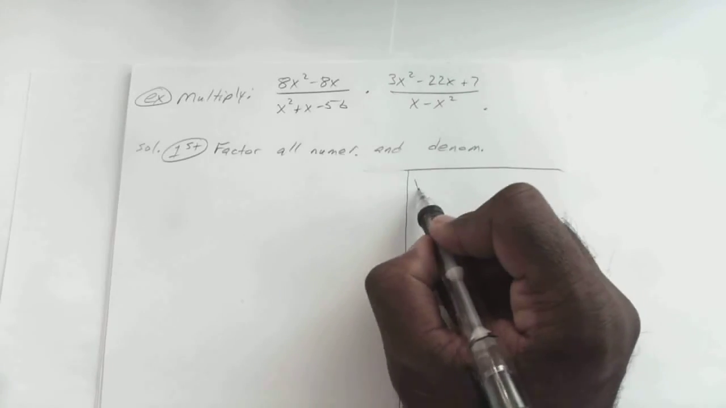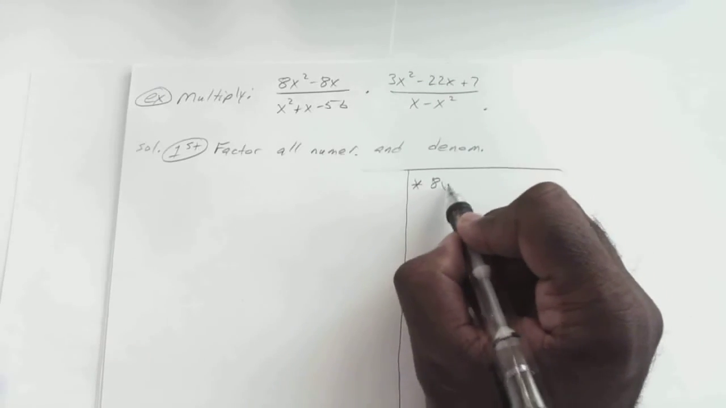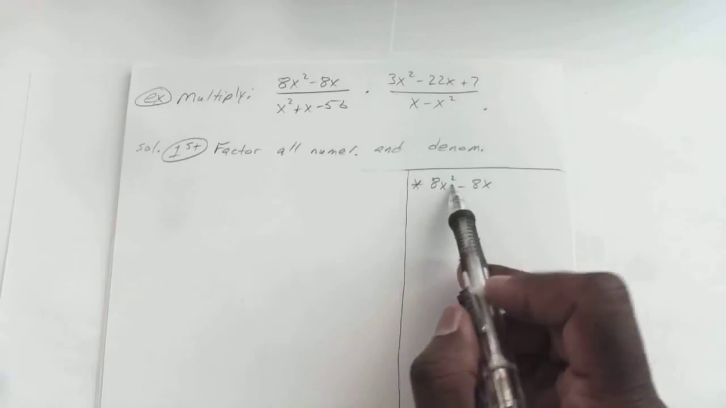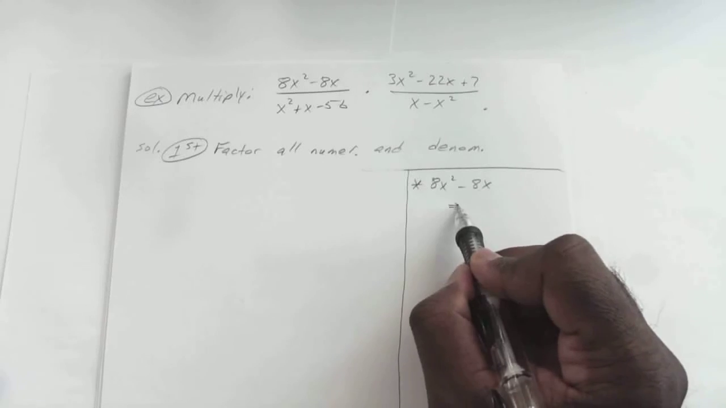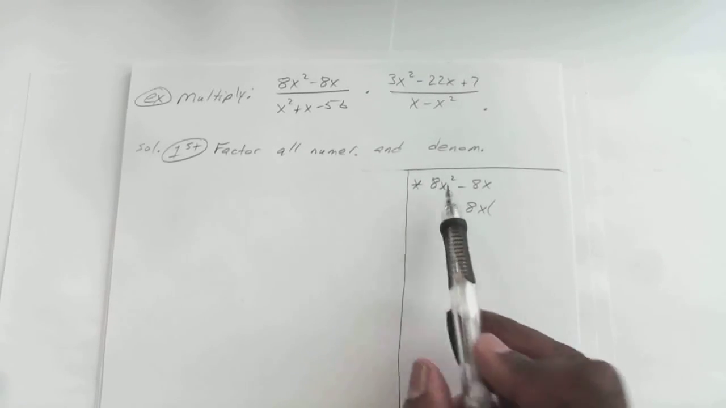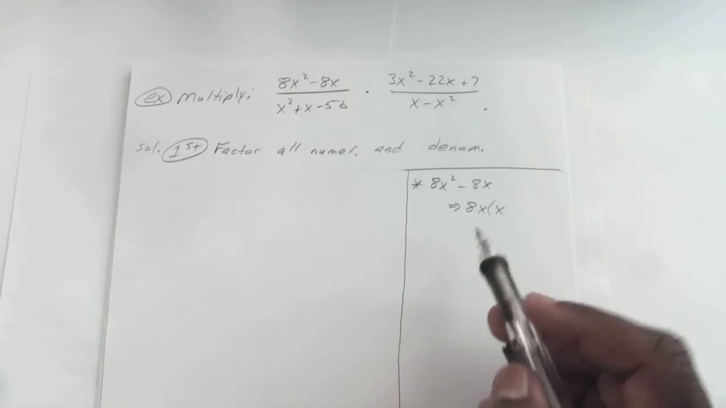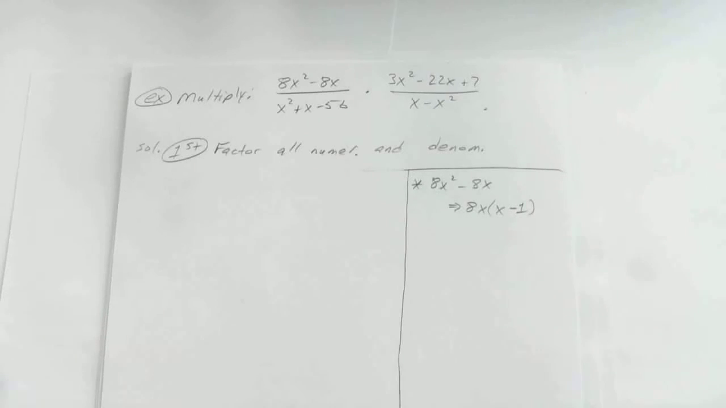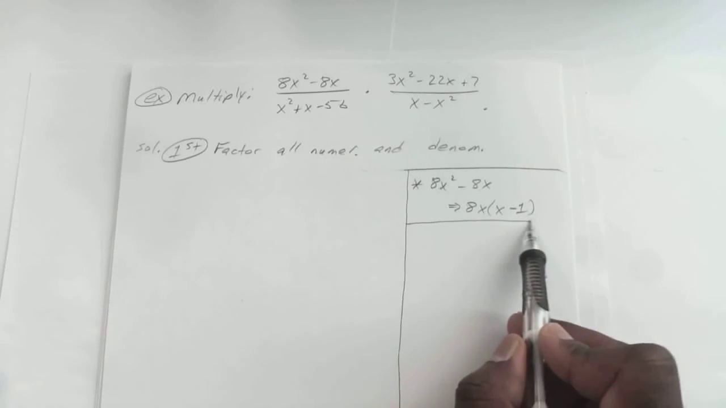Okay, so if we do the 8x squared minus 8x, we can factor an 8x out of both of those. 8x times x would give us our 8x squared, and 8x times negative 1 would give us our negative 8x. So we put that in there.